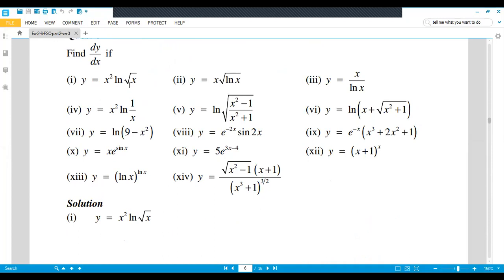So how do you find the derivative? You differentiate with respect to x and apply the quotient rule. Similarly, in the second part, again you have two values and you find the derivative. Again you apply the product rule because x and under root natural log of x, both values are given in the form of a product. And in the third, you have been given a fraction, so you apply the quotient rule of derivative. And here in the fourth part, again you apply the product rule because both are given in the form of multiplication.